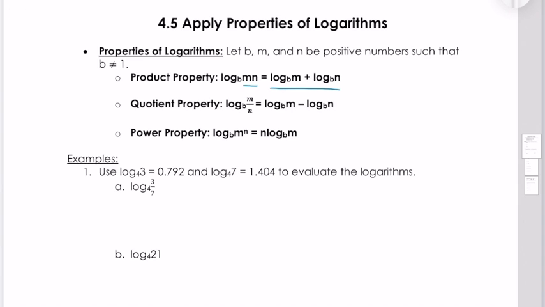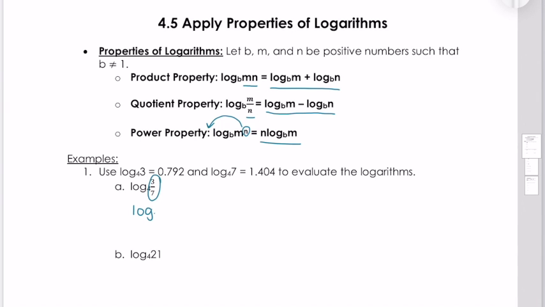So we're learning about these properties. The first one is the product property. When you have a product inside of a logarithm, you end up adding the two with the same base. When you have a quotient, you subtract. And then the power property: when you have a power inside a logarithm, you bring that out to the front. So we're going to use these here in example 1.